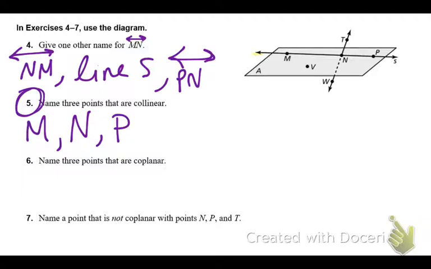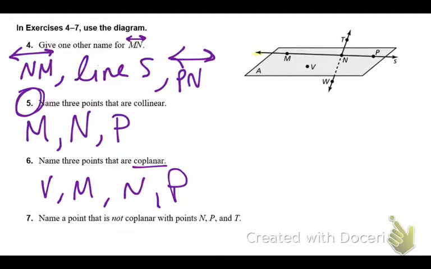Number 6, name 3 points that are coplanar. Coplanar means that they are on the same plane. So I'm not naming a plane. I should not write the word plane. I'm just going to name 3 points that are on the plane. So we're just going to name all the points. Go ahead and name all the points that are on this plane. V, M, N, P. Are there any other points that are on the plane? No. So notice how when I name them, I just write the letter, comma, the letter, comma.